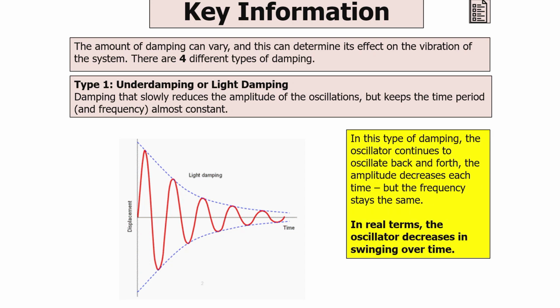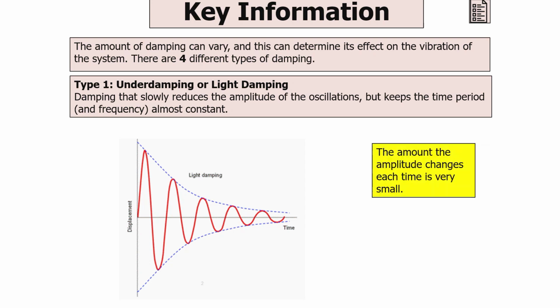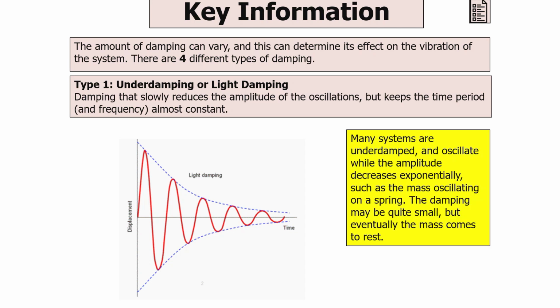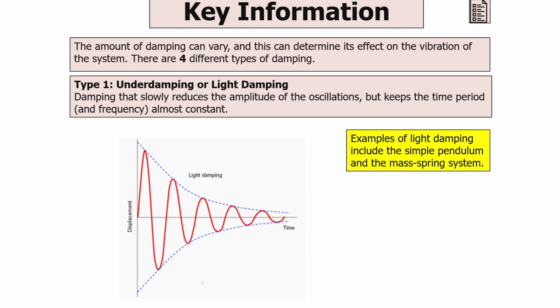In real terms, the oscillator decreases in swinging over time. So the dampening effect here is very gradual: the amount the amplitude changes each time is very small. Many systems are underdamped and oscillate whilst their amplitude decreases exponentially, such as the mass oscillating on a spring. The dampening might be quite small, but eventually the mass comes to rest. Examples of light dampening include the simple pendulum and the mass spring system.